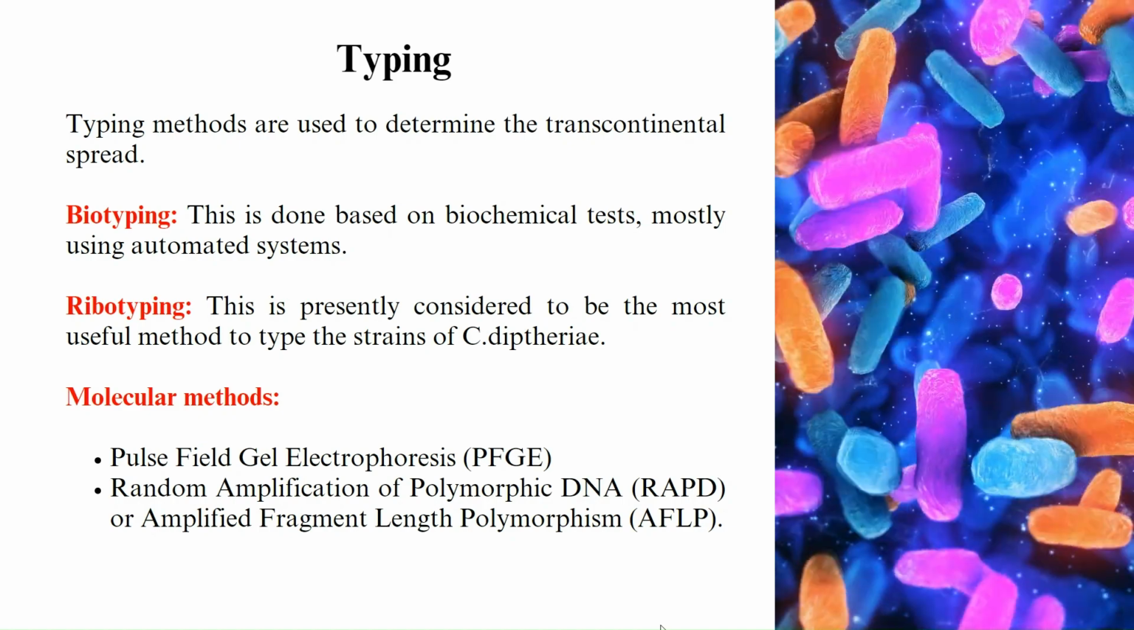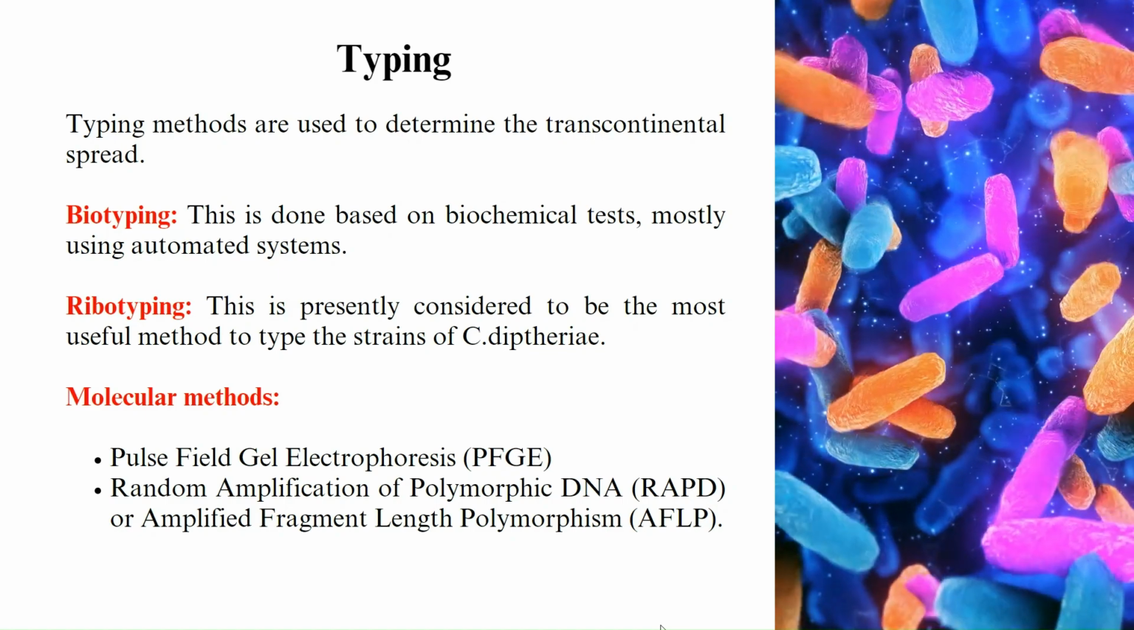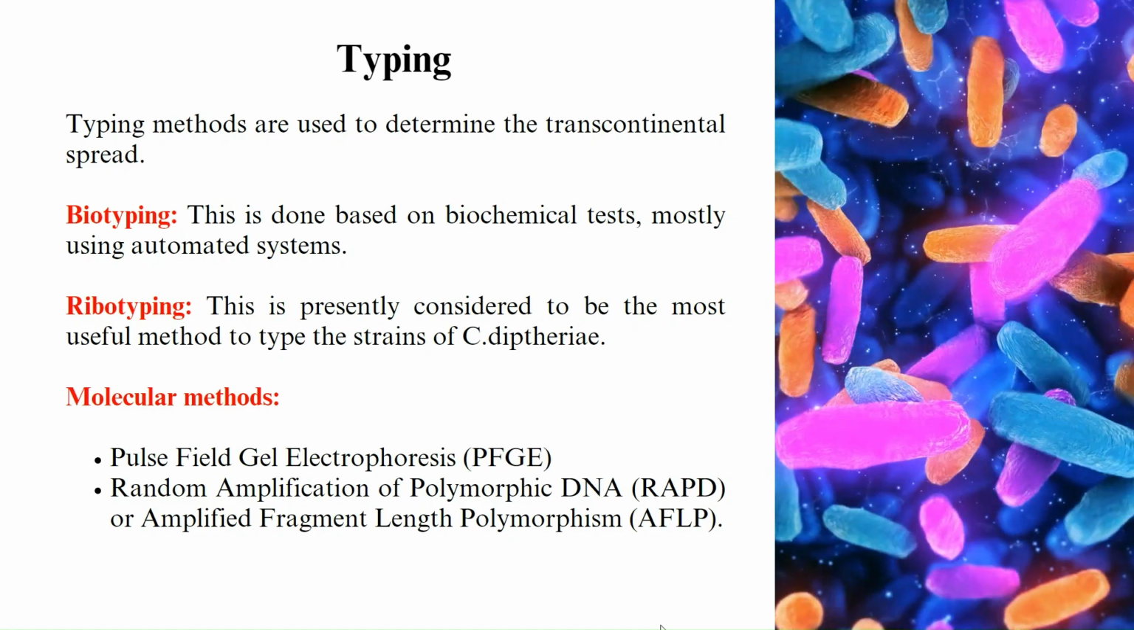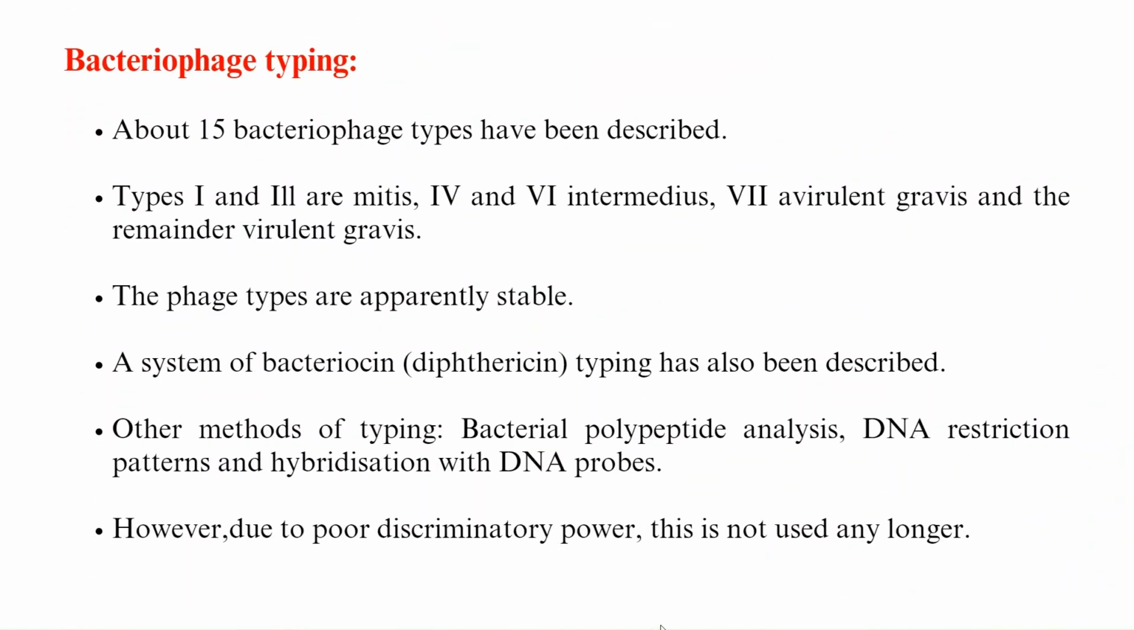Common molecular methods include pulsed field gel electrophoresis, random amplification of polymorphic DNA or amplified fragment length polymorphism. Bacteriophage typing. About 15 bacteriophage types have been described. Types 1 and 3 are mitis, 4 and 6 are intermedius, 7 avirulent gravis, and the remaining are virulent gravis. The phage types are apparently stable.